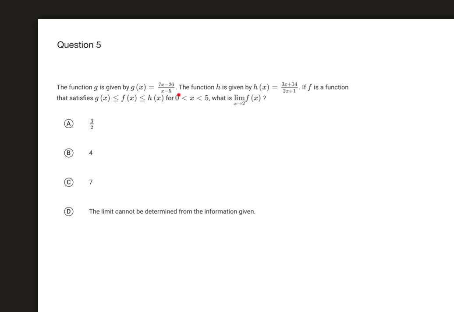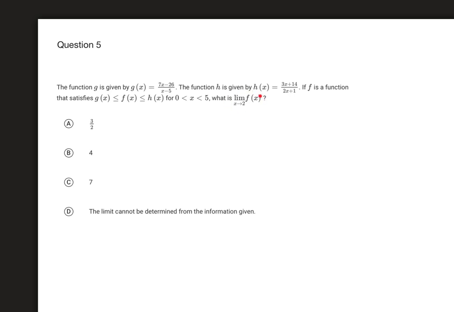So these numbers 0 and 5 don't really matter, except that the x value that x is approaching in the limit, which is 2, is in this interval. That's the most important thing. As long as whatever x is approaching in the limit is in this interval, then we can use the squeeze theorem.